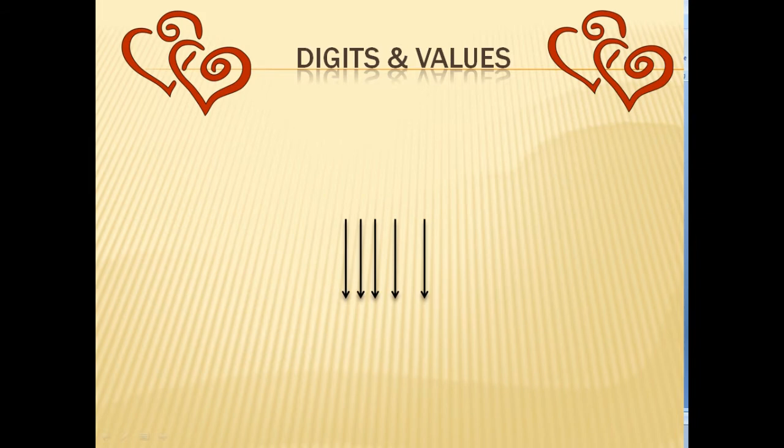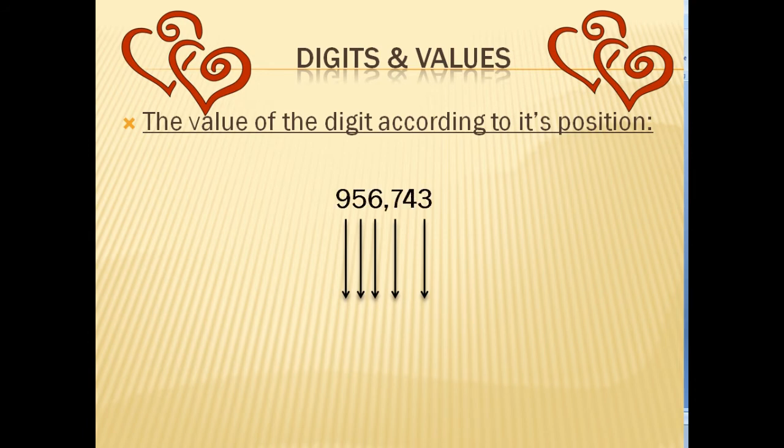Move to the next. We have an example. What's the value of the digit according to its position? If you have, for example, a number like 956,743, we want to know the value of 4. When I ask you about the value, give me a number. Don't say tens or thousands. Say the value of this number.